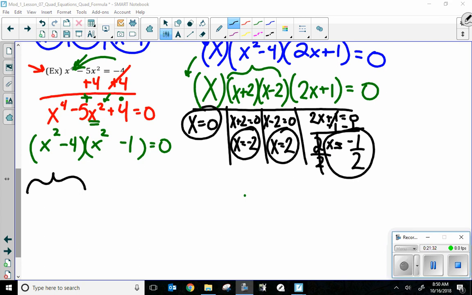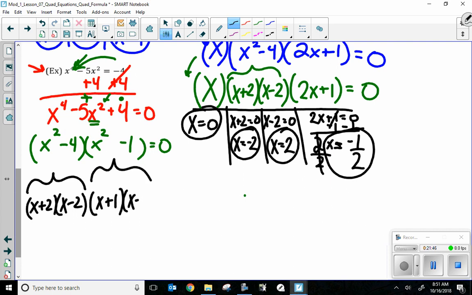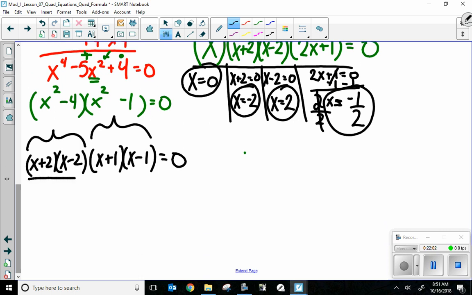Okay? This is x plus 2 times x minus 2. This one right here is x plus 1 times x minus 1. Boom! 4 sets of parentheses for a problem that has a degree of 4, where the biggest exponent is 4. So now I just got to solve each one of these. And this is where it's just easy.